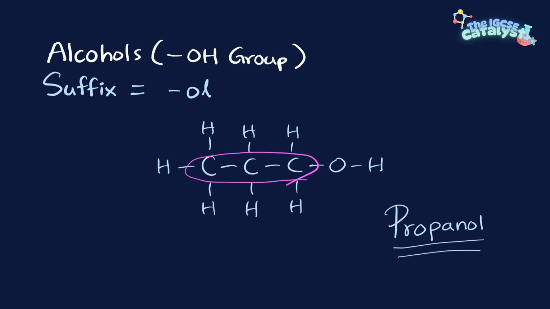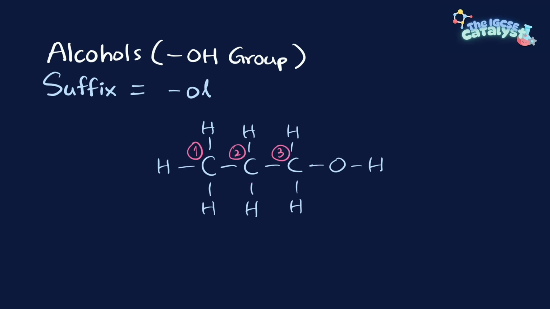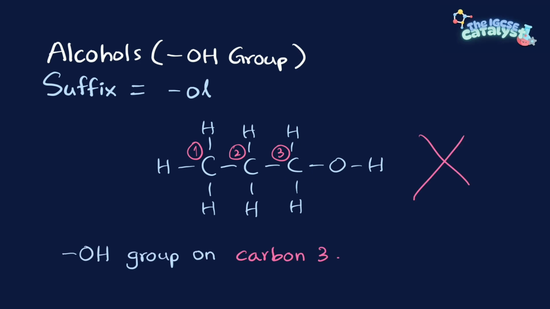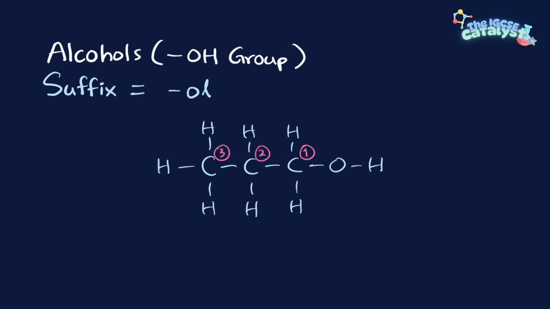The next step is to number the carbon atoms so that the functional group gets the lowest number. If we number the carbon atoms from left to right like this, the OH group is on the 3rd carbon. But this is not the lowest possible number we can get. But what about numbering the carbon atoms from right to left? Now the OH group is on the 1st carbon, so this is the lowest possible number.